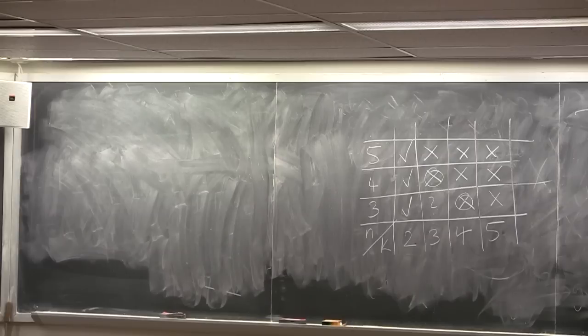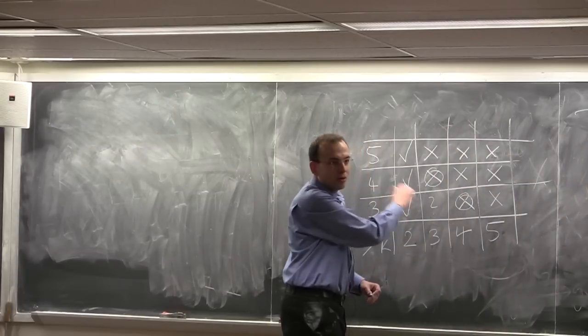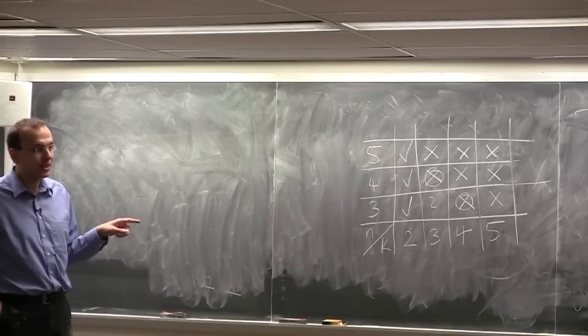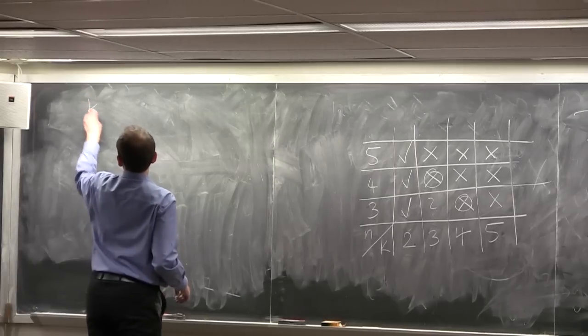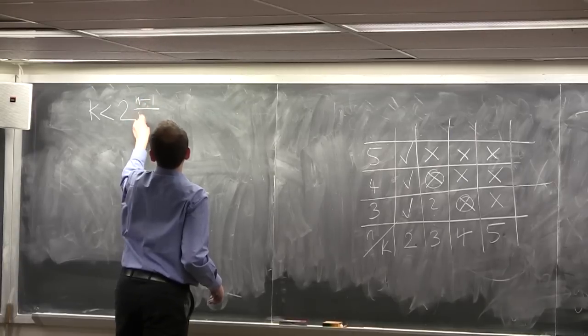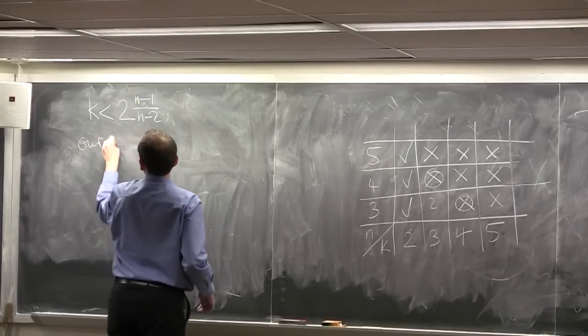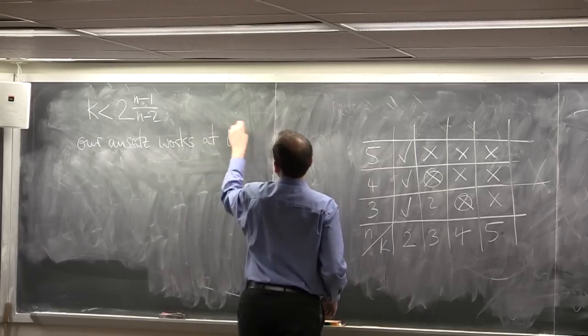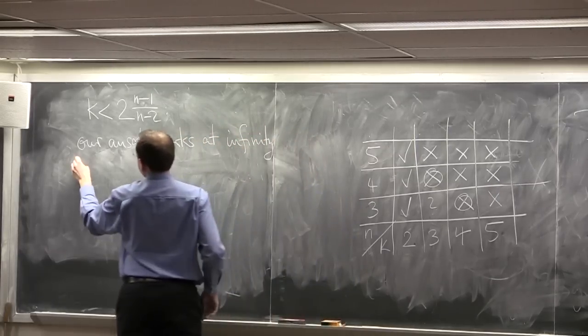So again, the proof of this theorem is based on guessing the right ansatz, a right approximate local model. But the formula for that local model that we have makes sense for every k, so in particular for the cases below the threshold. But in those cases, the ansatz works at infinity. It tells you something at infinity and not at the singularity. So when k is strictly less than 2(n-1)/(n-2), you can say that our ansatz works at infinity instead of at the origin.